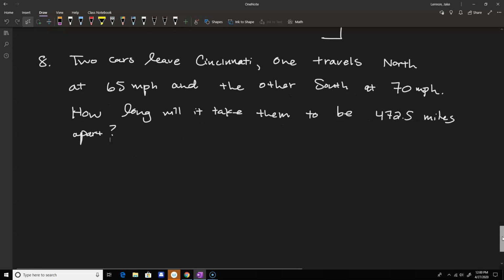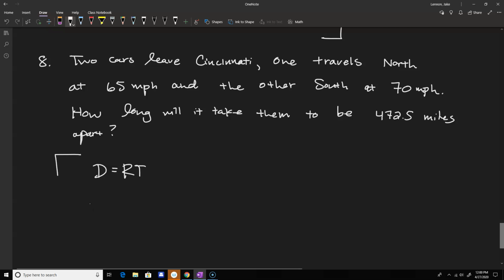Okay, so for the last one, we have two cars leaving Cincinnati, one going north at 65 miles per hour, at least an average speed of 65 miles per hour, and the other south at 70 miles an hour. And we want to know how long it takes them to be 472.5 miles apart. So basically, we know distance is equal to rate times time. We're going to use that here.